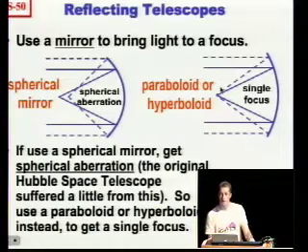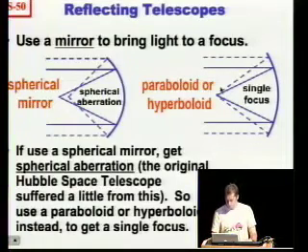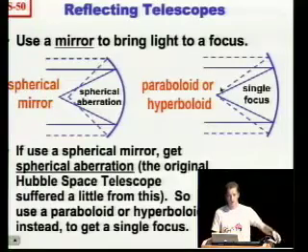So most telescopes these days are hyperbolic or parabolic reflecting telescopes. The one on the roof of Campbell Hall is, for instance, a parabolic reflecting telescope. Are there any questions on these different aberrations, or on refracting versus reflecting telescopes?